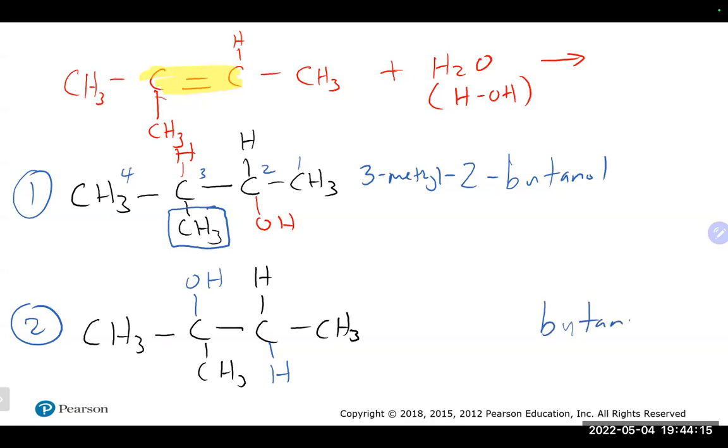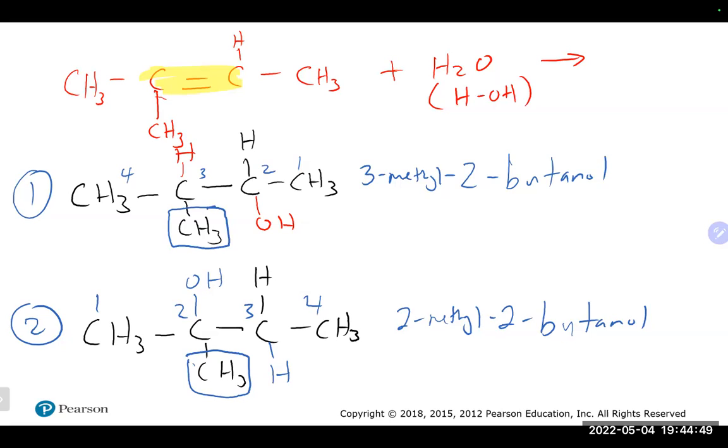Now, the bottom guy, number 2 there, its name would be butanol again. The number for that guy would still be 2, because we want to go this way. 1, 2, 3, 4. Now our methyl group is on which carbon in this case? It's actually on carbon number 2, because of the way we numbered for the OH group. So this would be 2-methyl 2-butanol. Are they the same thing? They are not, right? They have different names.